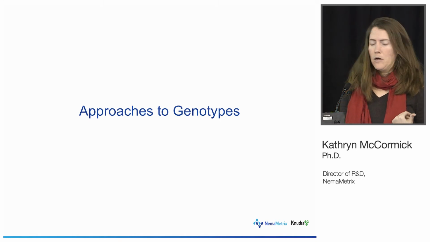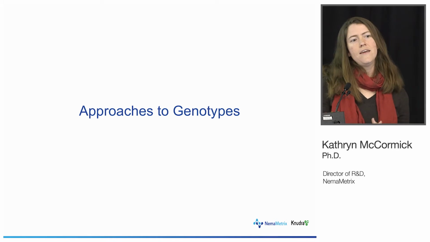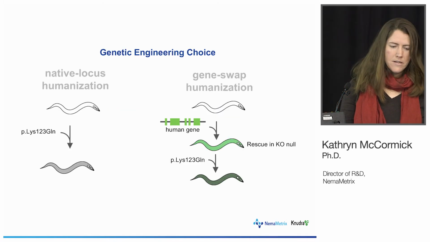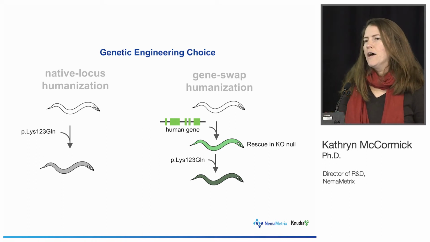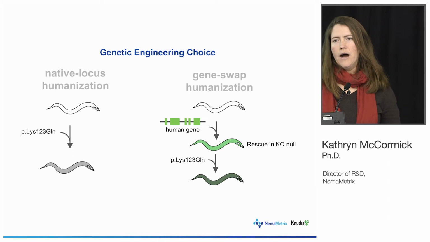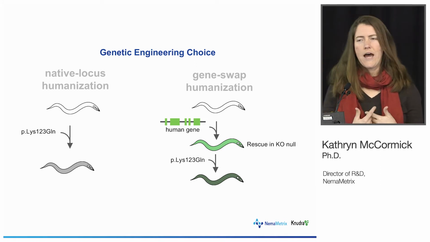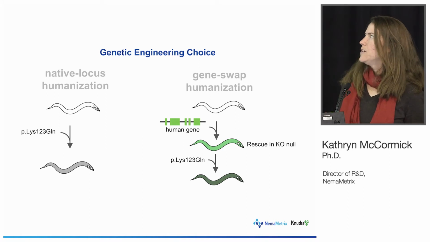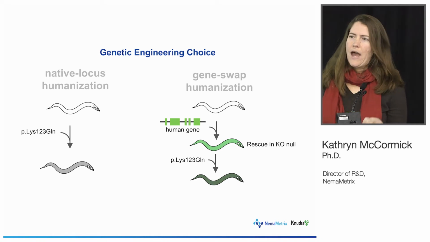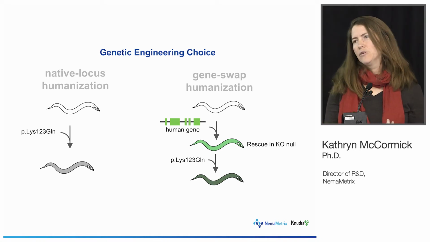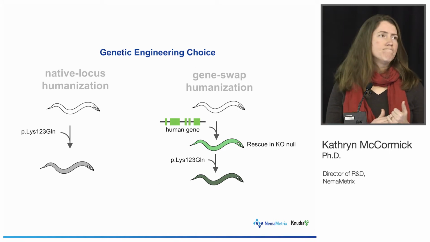But first I want to tell you about our approaches to genotypic recapitulation of human disease in C. elegans. So we really think of doing this in two different ways. One is if there is an ortholog of the human disease gene in C. elegans that has a conserved locus, we can create a pathogenic allele that is the same point mutation that you would have in the human gene. And so we call this native locus humanization, where we take a pathogenic allele and install the same mutation at that site.